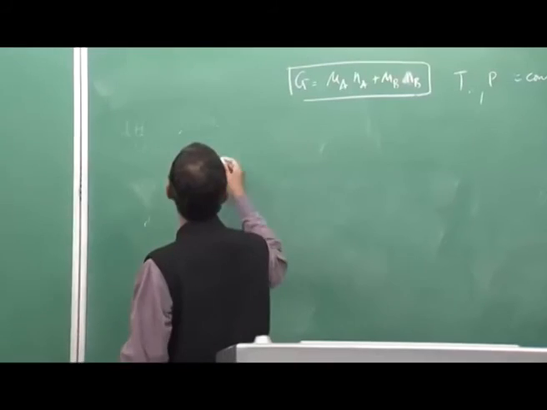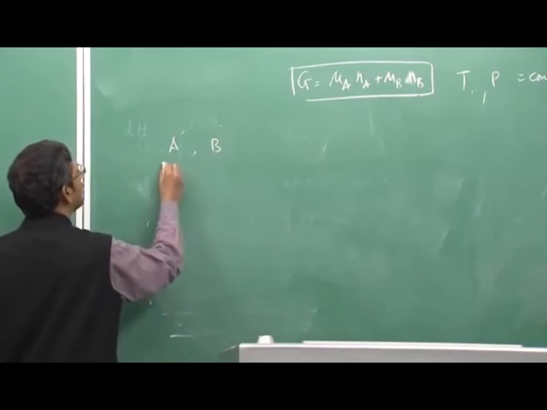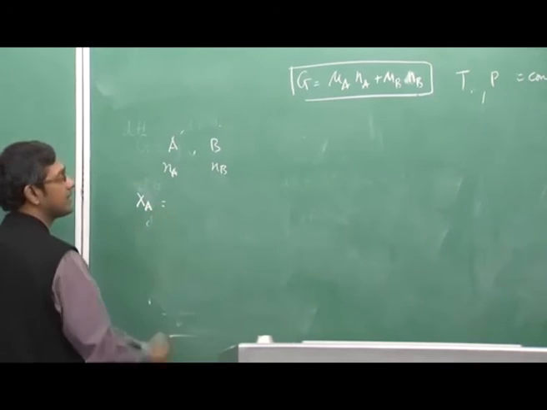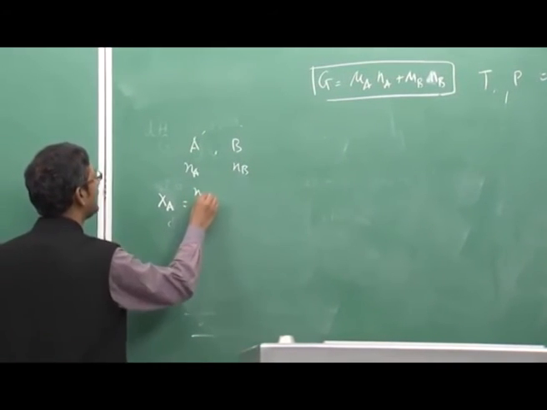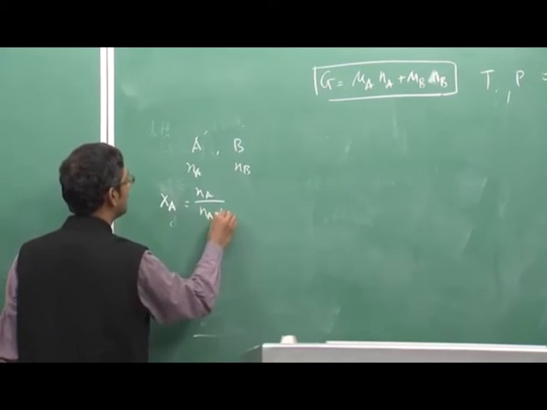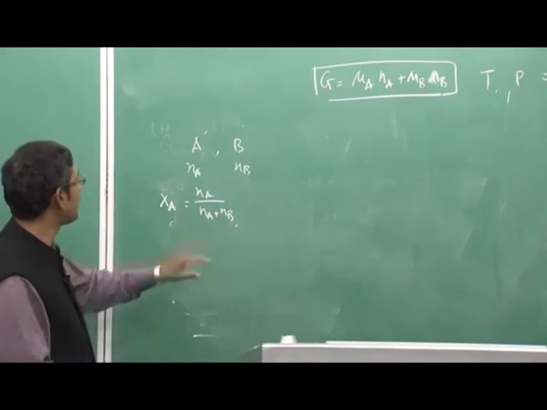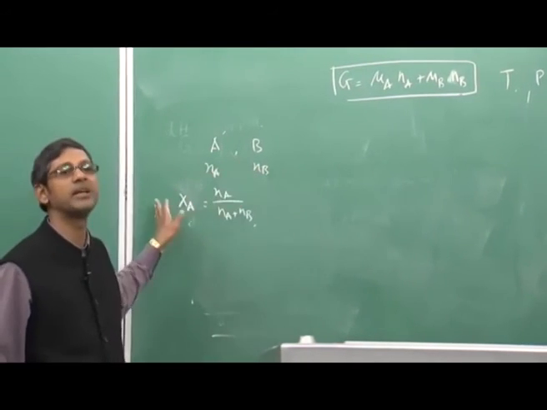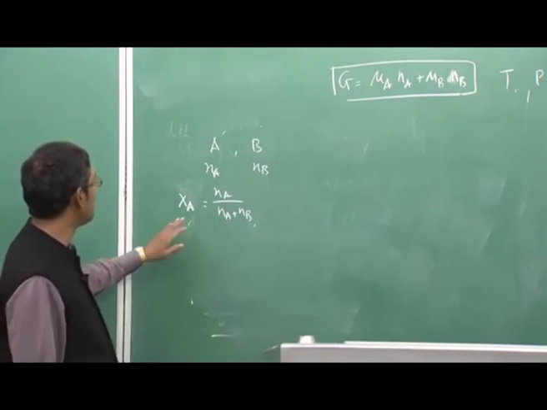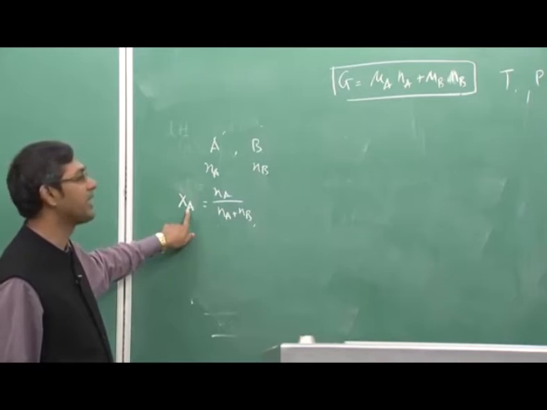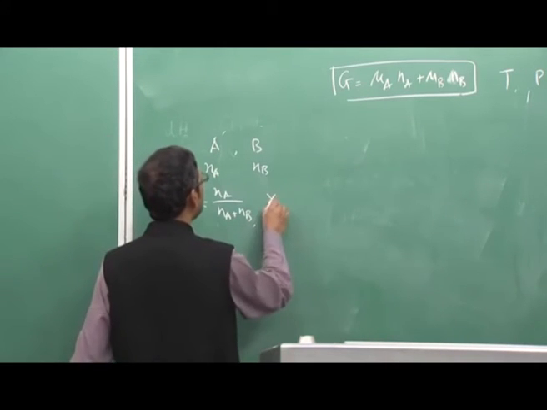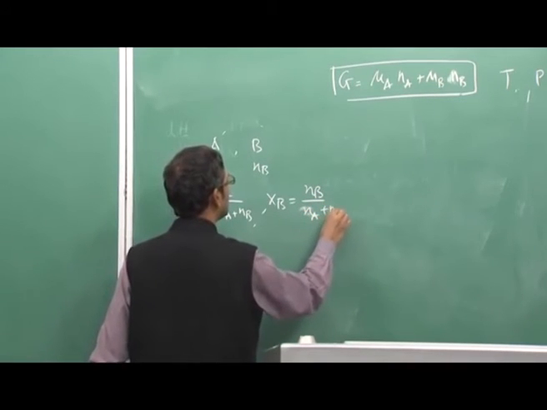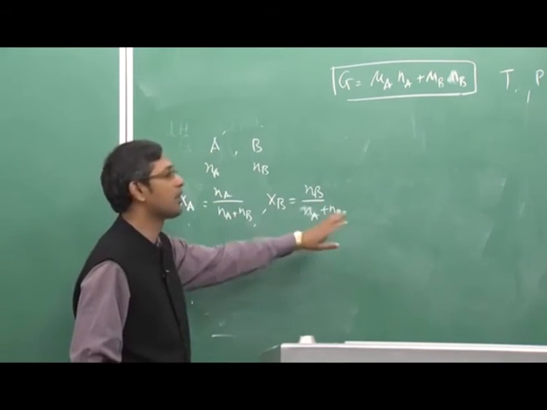Suppose I have 2 components A and B in a system. I know there are Na moles of A and Nb moles of B. Then I can define the mole fraction of A, Xa, like this: Na divided by Na plus Nb. That means the number of moles of A divided by the total number of moles present. It does not matter whether 2 components are present; if there are n components present you can do the same thing. So basically this is the way the mole fraction of A is defined. Similarly, the mole fraction of B is the number of moles of B divided by the total number of moles.